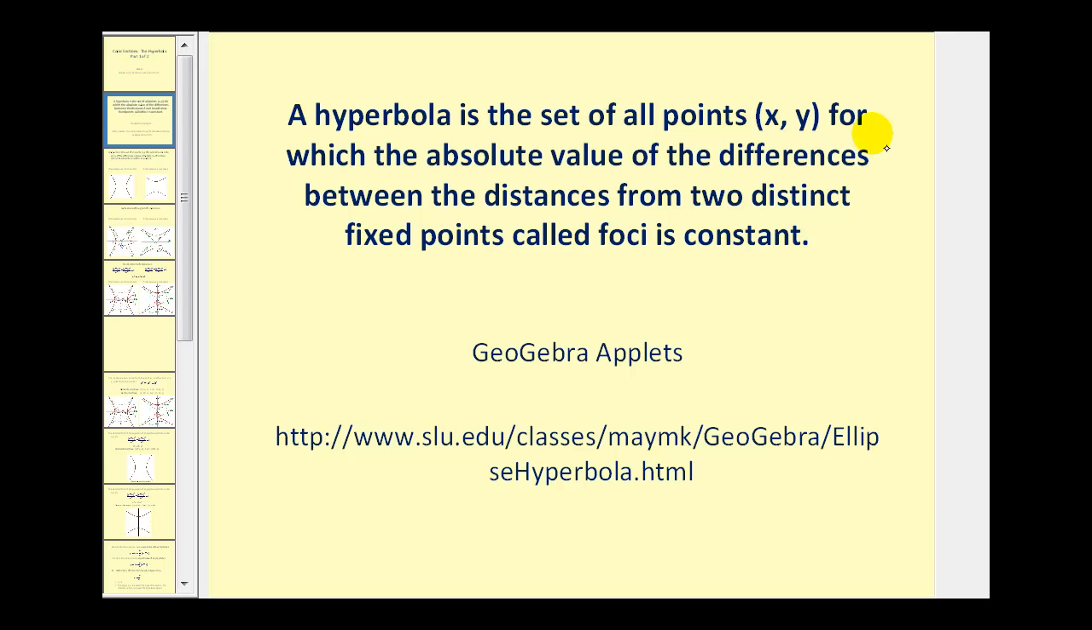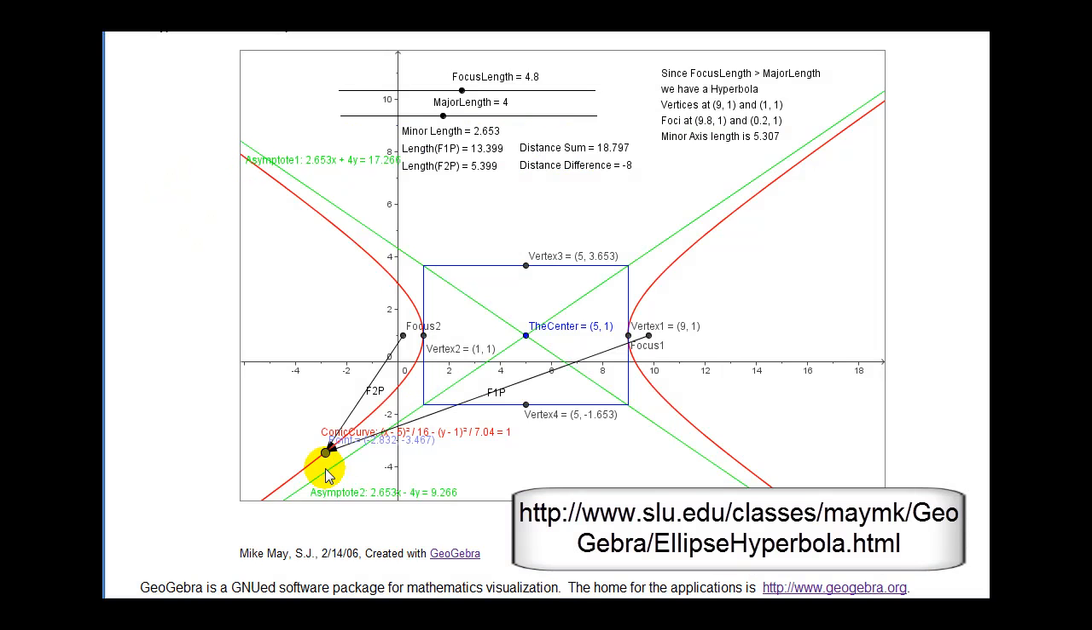Now I think the best way to get a feel for this definition is to take a look at an applet. The hyperbola is graphed here in red. The two foci are here and here. So what you'll see is two segments from this point in blue to both of the foci. And what that definition is saying is if we find the difference of these two lengths and then take the absolute value of that, it'll be the same for any point on the hyperbola.